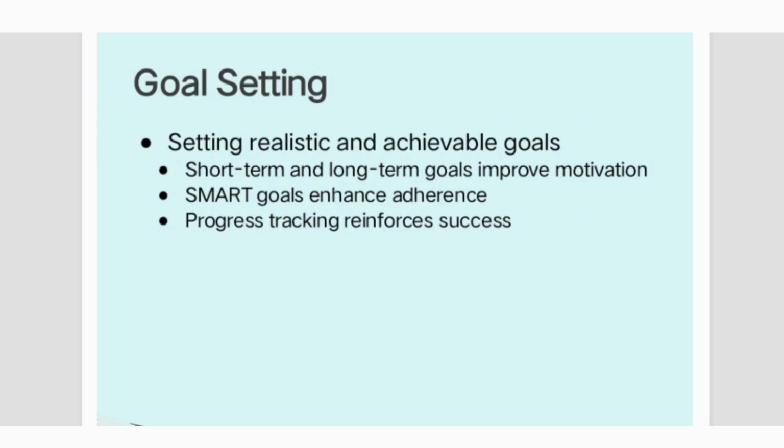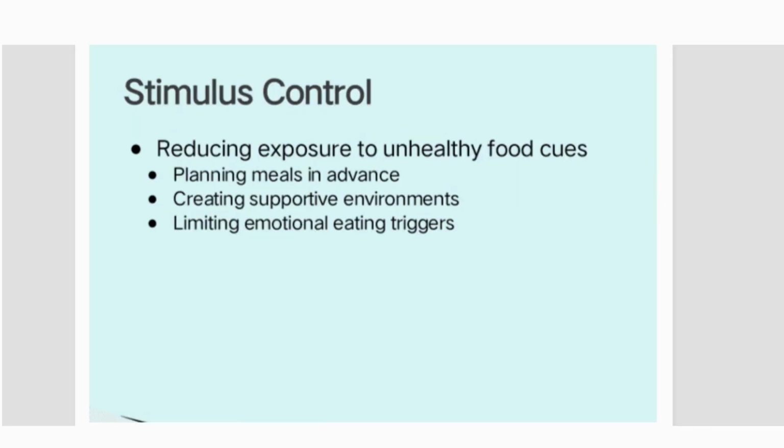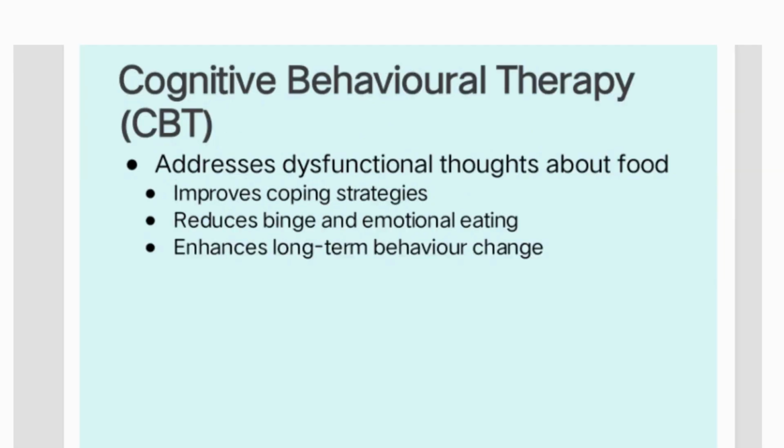So there is some goal setting, like setting realistic and achievable goals. Short-term and long-term goals improve motivation. SMART goals can enhance adherence, and progress tracking reinforces success. There is some stimulus control, like reducing exposure to unhealthy food cues, planning meals in advance, creating supportive environments, and limiting emotional eating triggers.